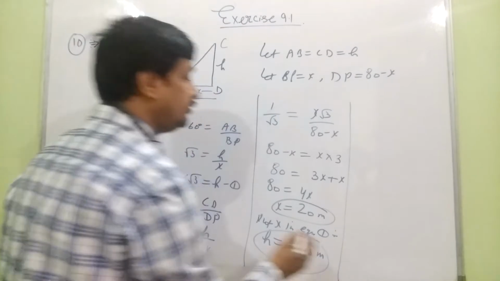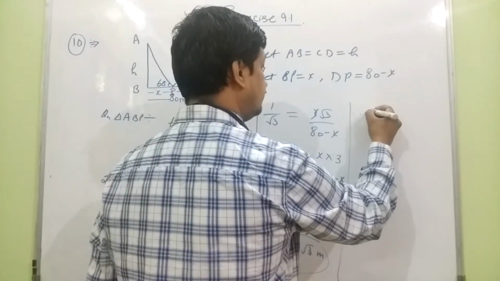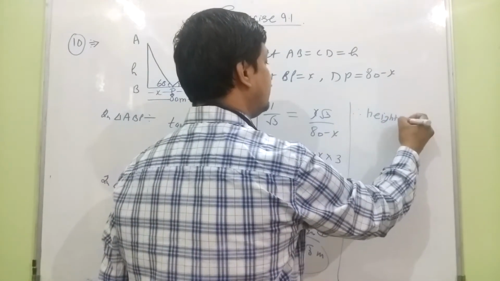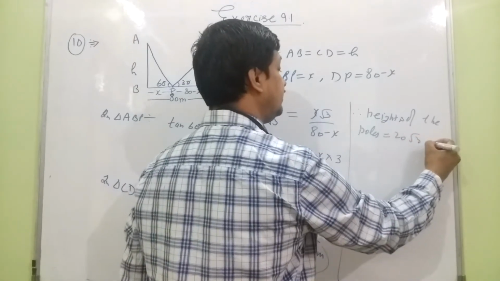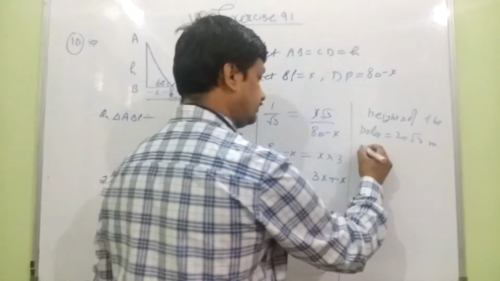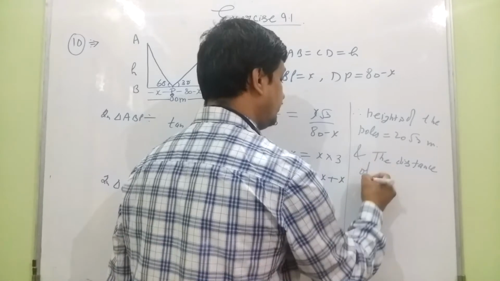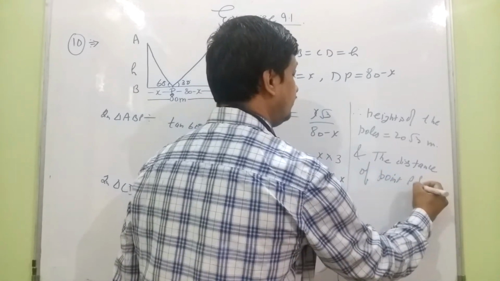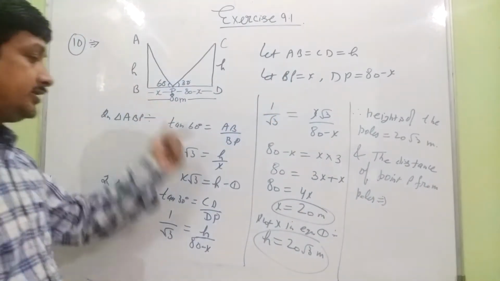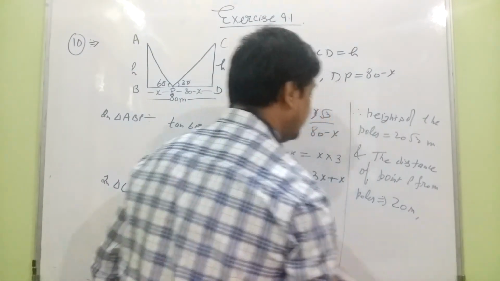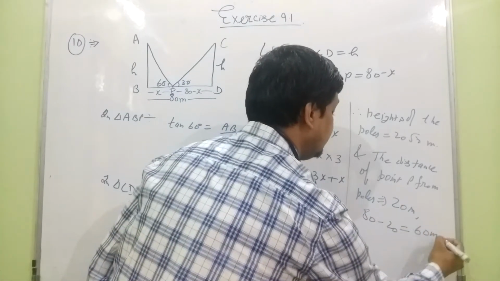So what we will conclude? The height of the poles is 20 root 3 meter each, and the distance of that point P from the poles will be: one distance is x, which is 20 meter, and the other distance is 80 minus x. So 80 minus 20 will give you 60 meter. So this is your answer.